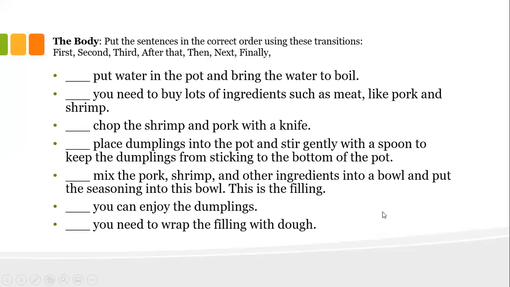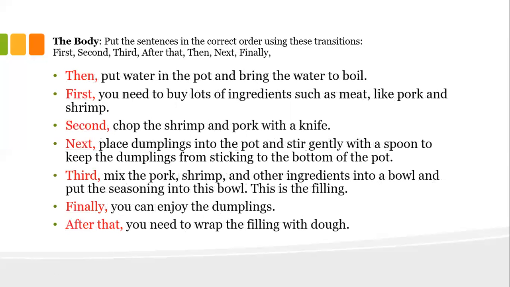Okay, we're back. Let's see what you got. First, you need to buy the ingredients. Of course, we need to have all our ingredients before we cook something. Meat, pork, shrimp. Okay, so we have this meat, pork, and shrimp. So second step, what do I do with the pork and shrimp? I chop it up with a knife.